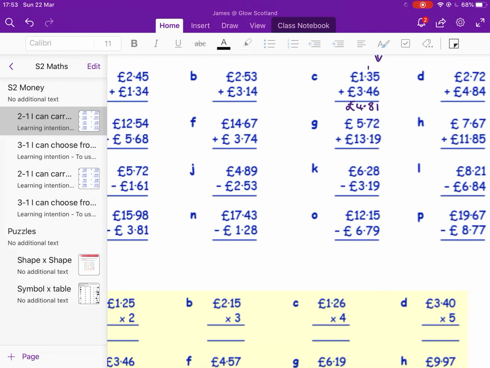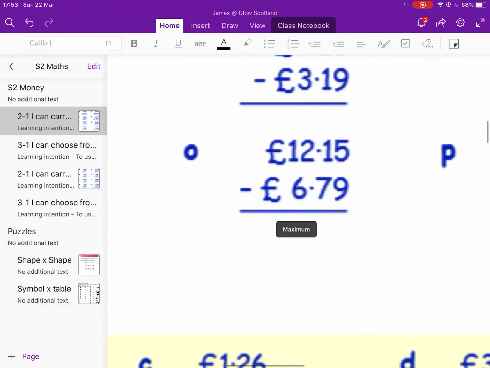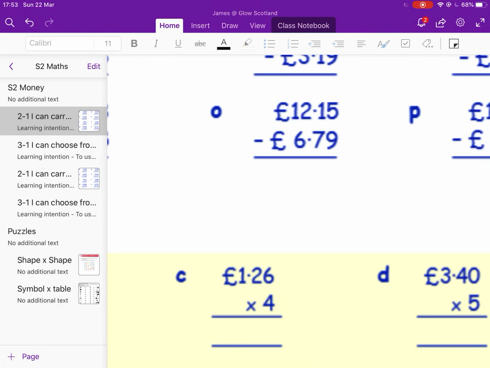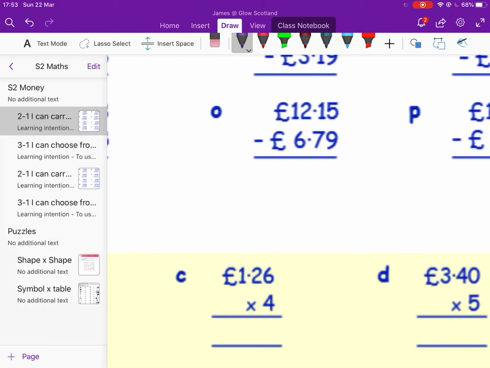If I do a takeaway one as well, let's go for O down here. So again, similar method, start at the right hand side. I've got to do 5 take away 9, which I can't do, so I'm going to borrow, so I'll score out that 1, give myself a 15. 15 take away 9 is 6. Can't do 0 take away 7. I'll move to my next column, so I'm going to have to borrow again. So I'm going to borrow for that to make that a 1. So I've now got 10. 10 take away 7 is 3.